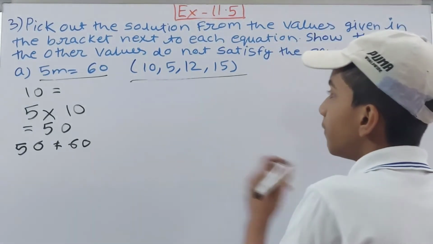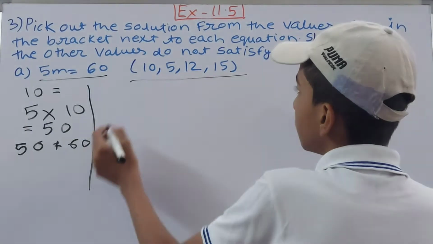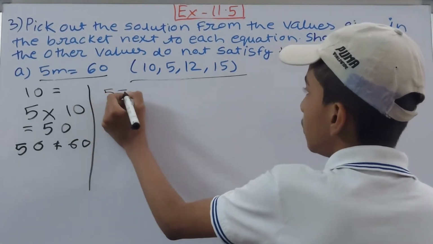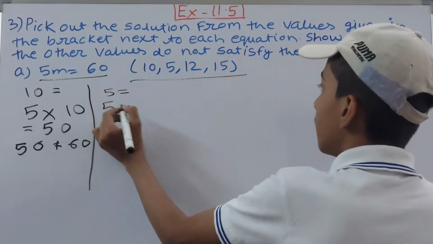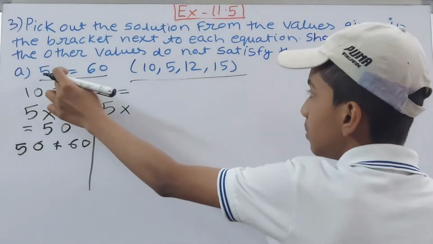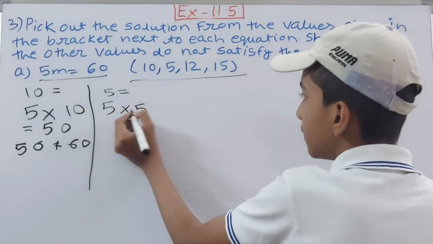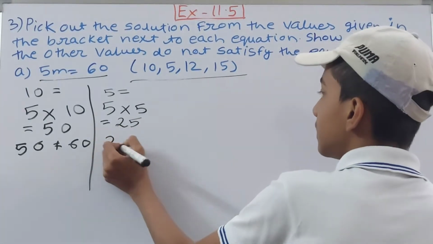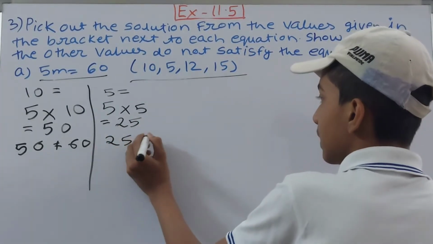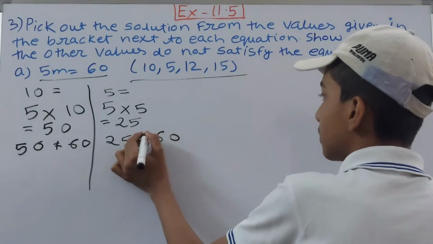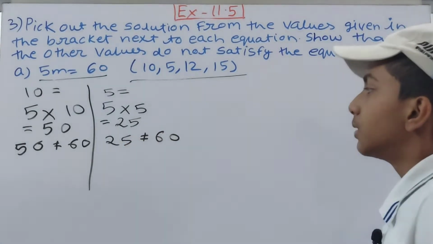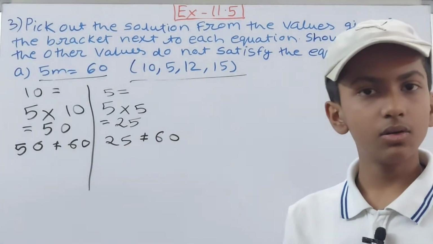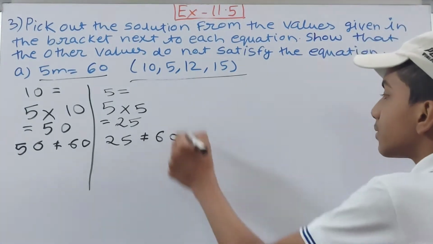Then for 5, it is going to be 5 into 5, where m is 5, so 5 into 5 is 25, right? Again, we have 25 in the LHS and 60 in the RHS, so again it is unequal. So that means the equation is not satisfied with this value also.